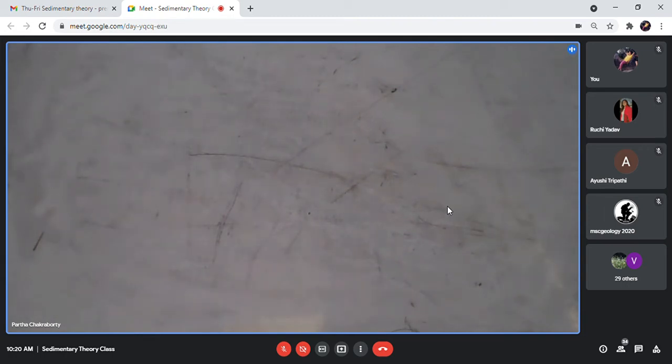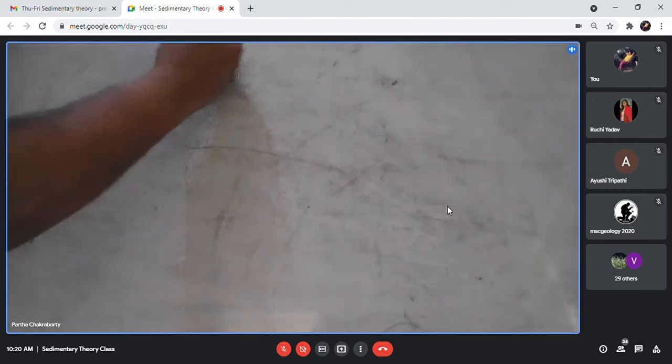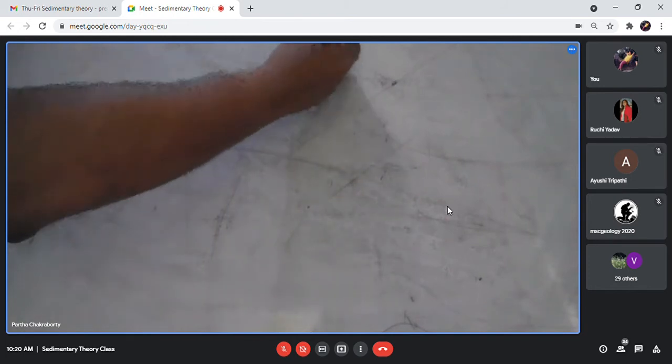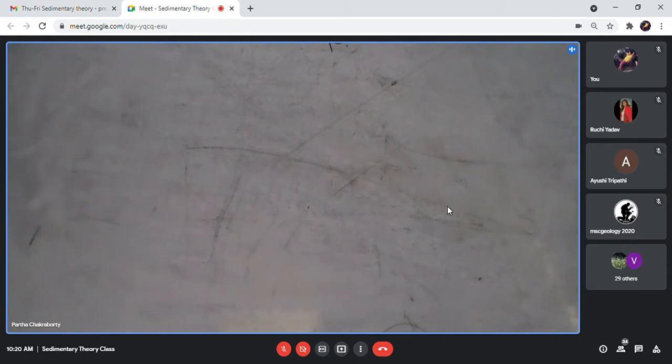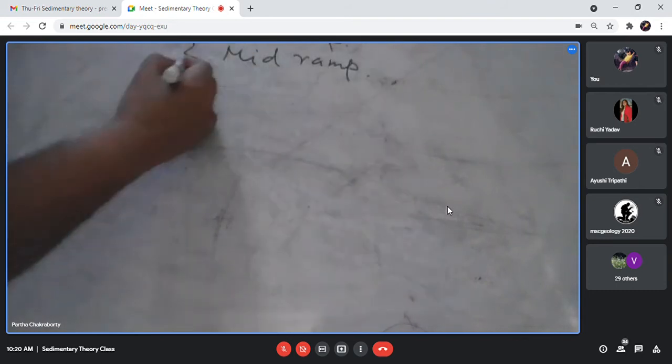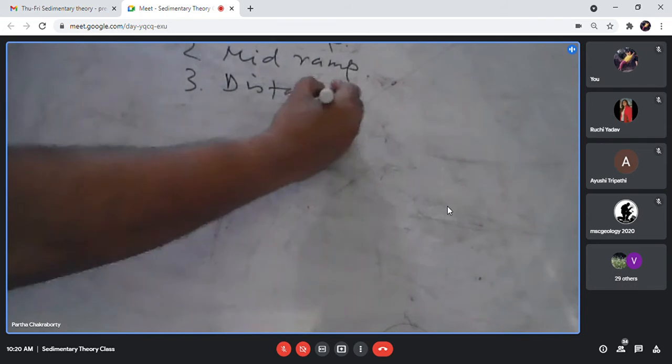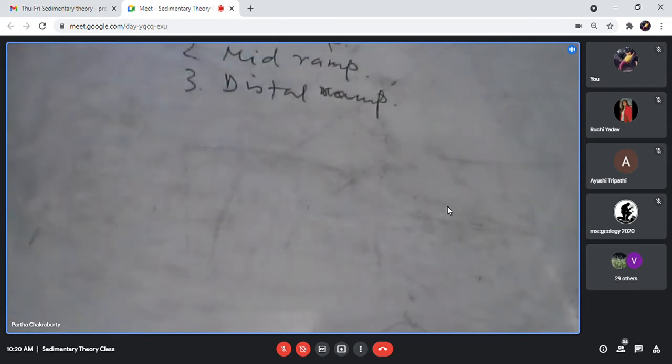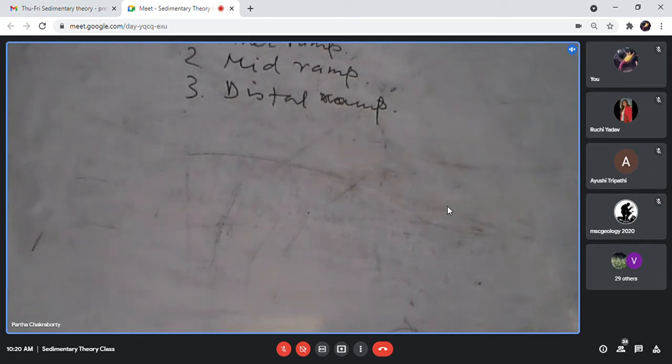So we divide the ramp into three parts actually: inner ramp, mid ramp, and outer ramp. Any ramp is further divided into, number one, inner ramp, which is most proximal to the continental side. Then mid ramp, and then distal. What I am talking about is irrespective of platform geometry, whether it is homoclinal, distally steepened, rimmed shelf, or isolated. All these geometries are visible in the modern ocean.